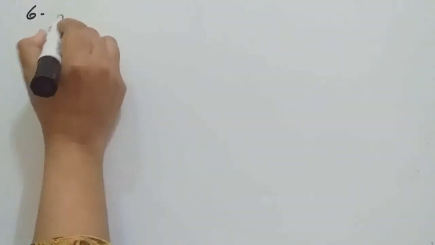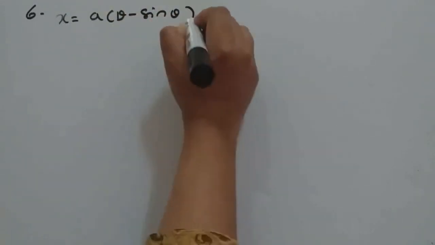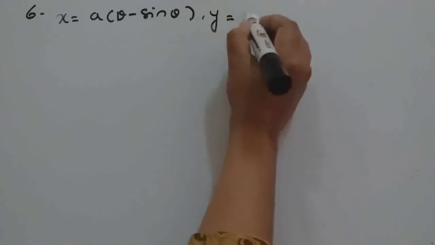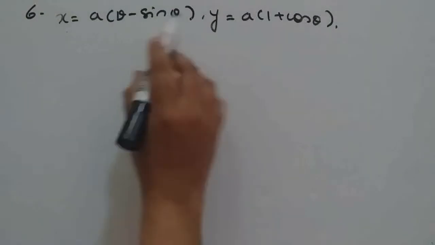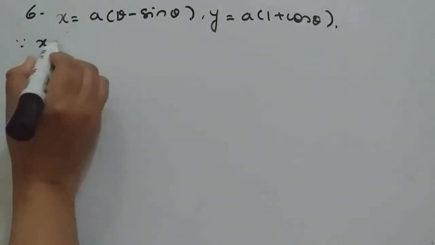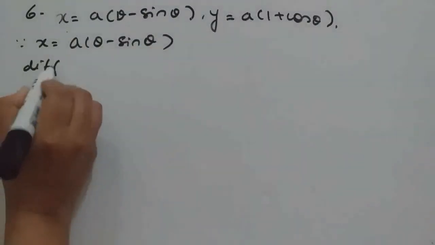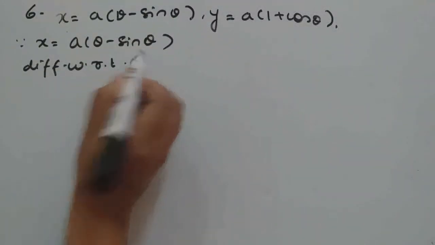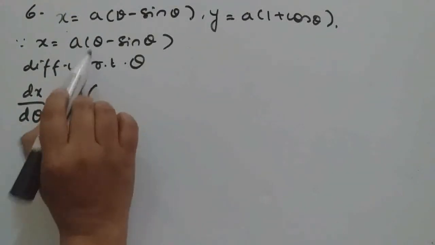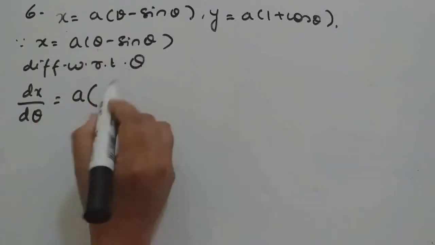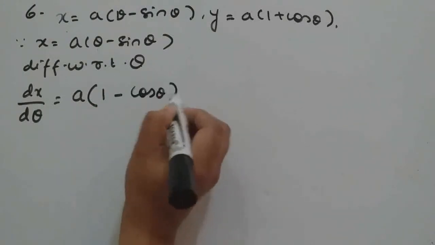Question number 6 is x is given as a into theta minus sin theta and y is a into 1 plus cos theta. So x is a function of theta, y is a function of theta. So what we will do, differentiate with respect to theta. So dx by d theta is a, the coefficient will be the same, the derivative of theta with respect to theta is 1, the derivative of sine is cos.